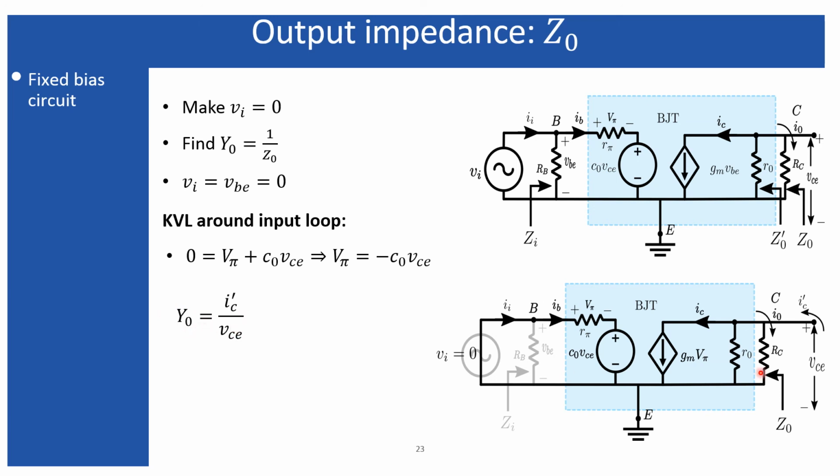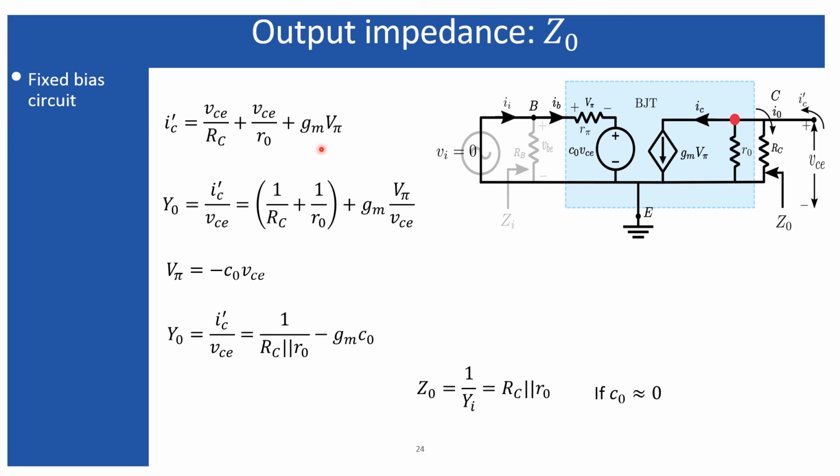Which is equal to the ratio of the output current to the output voltage, and for the output current I am considering I dash C over here. Now apply KCL at the output node. That means at this point, at this red node. So if you apply KCL at this node, IC dash will be equal to the current through this branch, that means RC, which is nothing but VC divided by RC, plus the current through R naught, which is equal to VC divided by R naught, plus the IC current, which is nothing but Gm times V pi. Right now I'm using V pi over here.